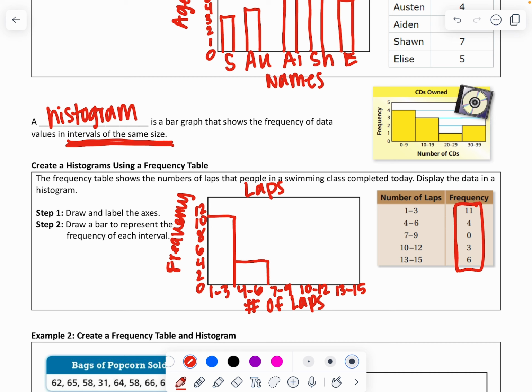Remember, these ones should touch. There should be no space in between them. For 7 to 9, there's 0, so there's going to be a big gap there because we don't graph any of that, because there was no one that did 7 to 9 laps.